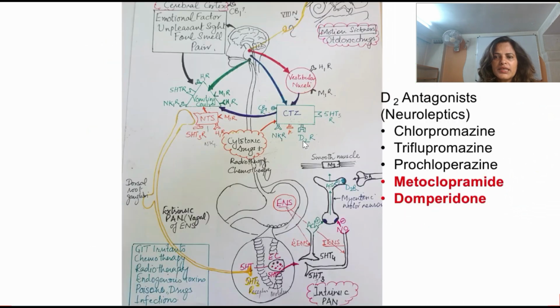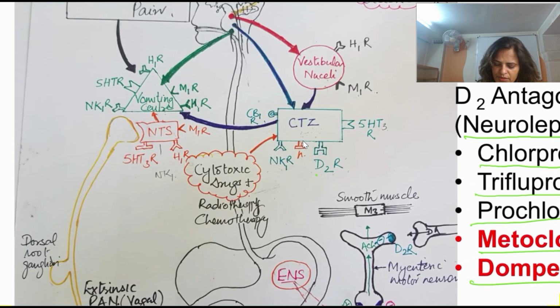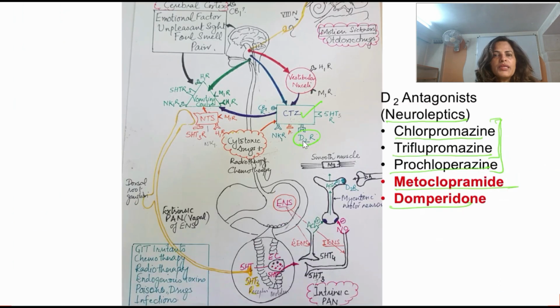Now the next group of drugs is the dopamine or D2 antagonists, also called neuroleptic or antipsychotic drugs. Here chlorpromazine is mainly used as an antipsychotic drug, even triflupromazine is also an antipsychotic drug, and then prochlorperazine, metoclopramide and domperidone. All these are D2 receptor antagonists. Their antiemetic effect is by blocking the D2 receptor on the CTZ. Along with that, they have additional receptor blocking properties: they block even M1 receptor and H1 receptor.